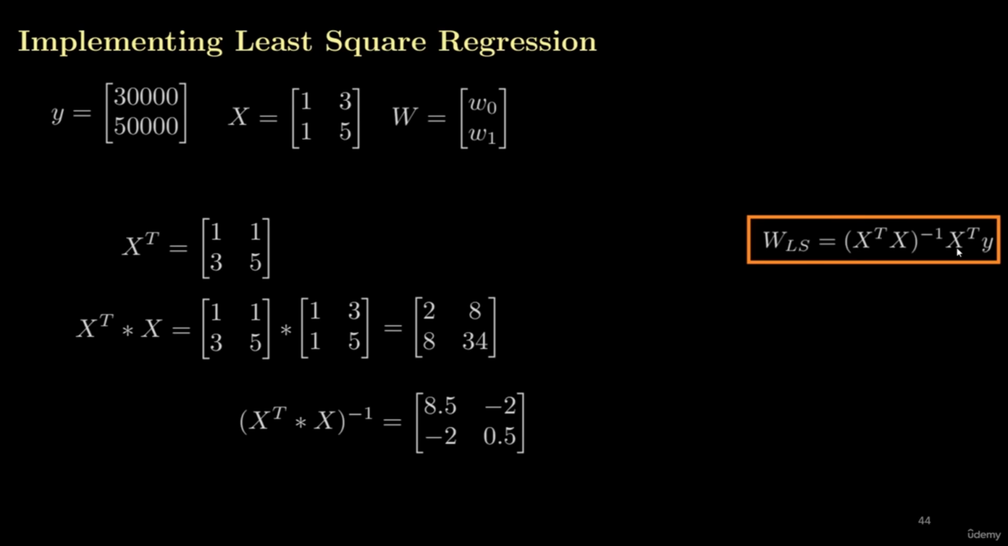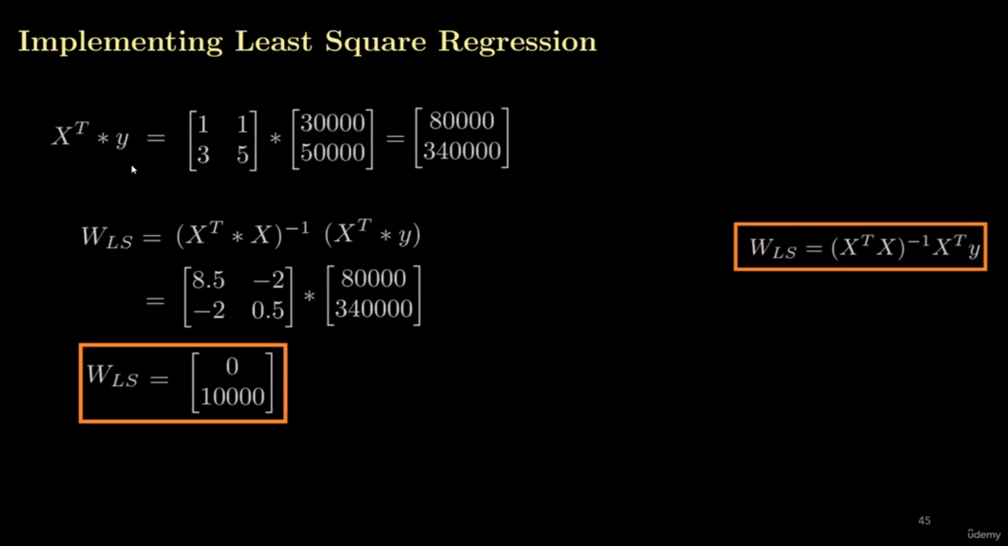Now, the next step is to multiply X transpose into Y. So the next step is X transpose into Y. This is my X transpose and this is my Y matrix. This matrix has two columns and this matrix has two rows. Therefore, the multiplication is possible. So after multiplication, we will get this result.